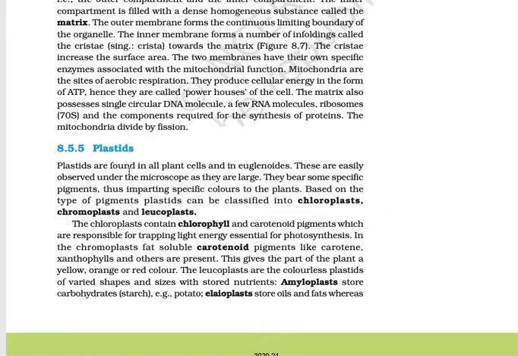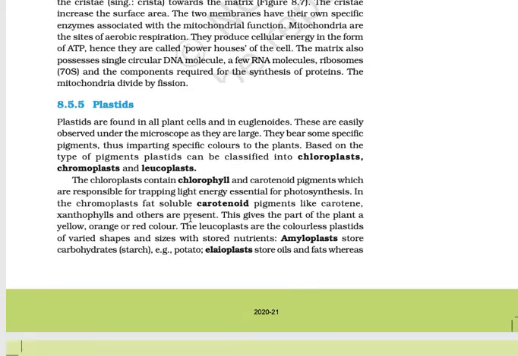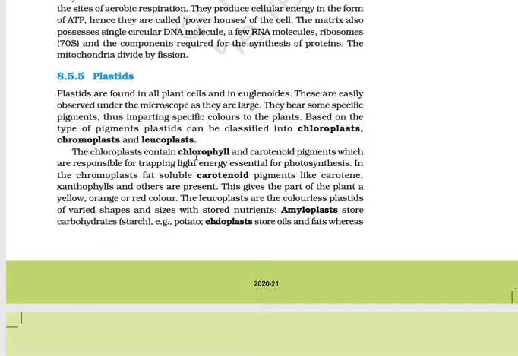Plastids. Plastids are found in all plant cells and in euglenoids. These are easily observed under the microscope as they are large. They bear some specific pigments, thus imparting specific colors to the plants. Based on type of pigments, plastids can be classified into chloroplast, chromoplast, and leucoplast. The chloroplasts contain chlorophyll and carotenoid pigments which are responsible for trapping light energy essential for photosynthesis.